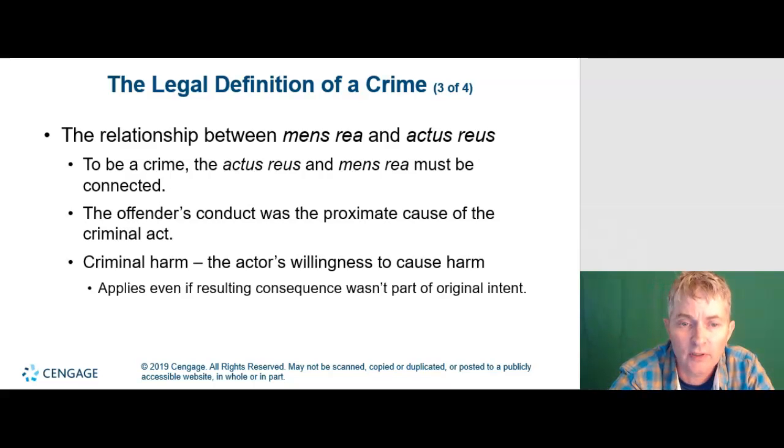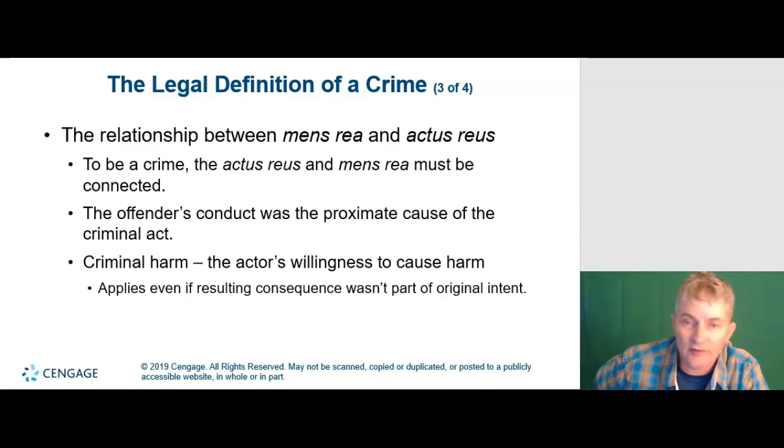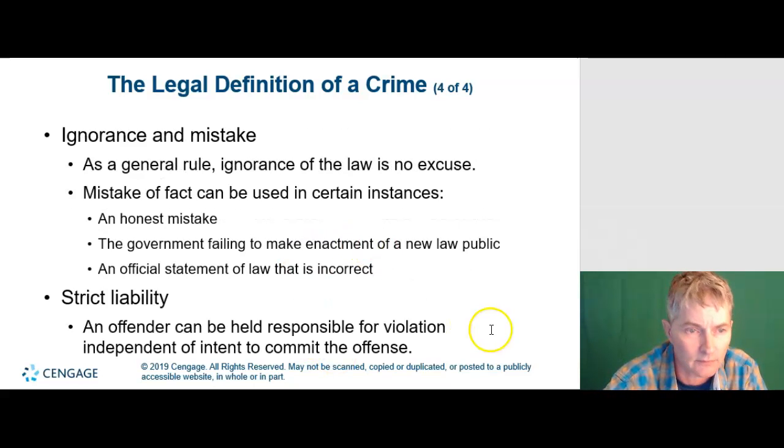The other driver heals from the injuries. However, 6 months later, the other driver dies of a heart attack. Because the actus reus, the criminal act of driving a car in the state of intoxication, and the mens rea, the guilty mind, are not connected, the formerly intoxicated driver would not be guilty of manslaughter. There you have it.